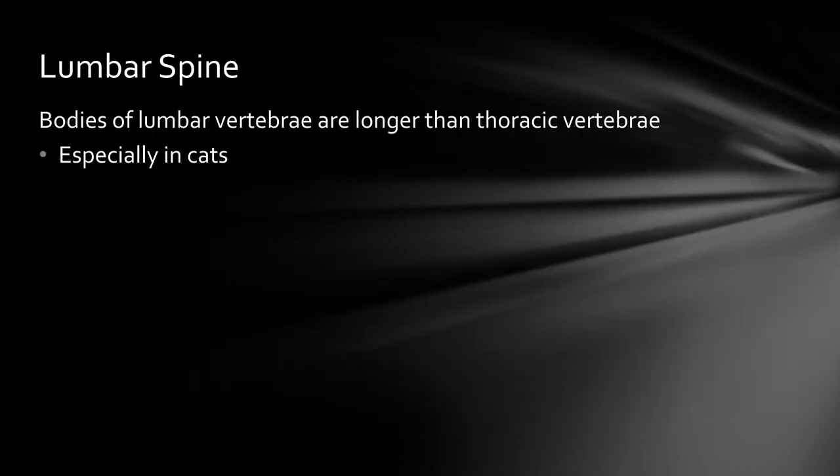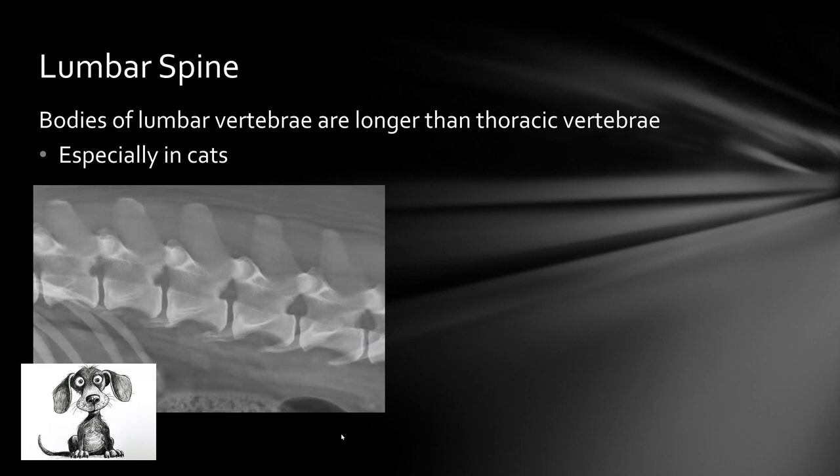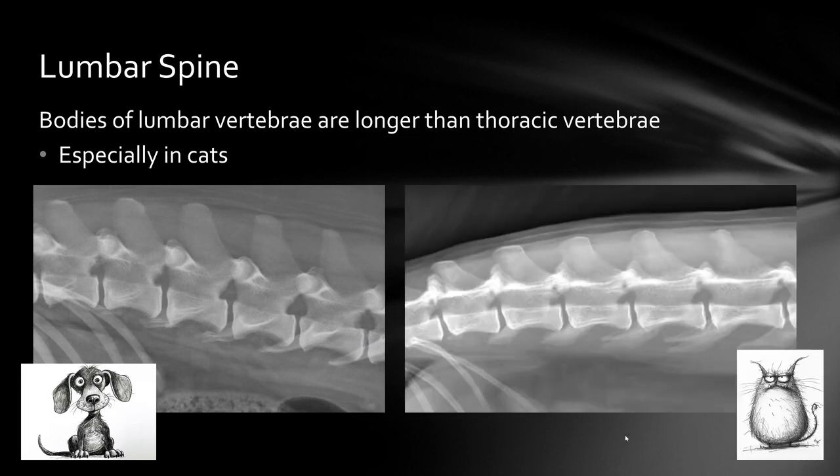Moving on to the lumbar spine, there are a few interesting anatomic features here. The bodies of the lumbar vertebrae are longer than those of the thoracic vertebrae, and it's especially true for cats. This is a lumbar spine of a dog, and the vertebrae are definitely longer than high, so they look a bit more elongated than they do in the thoracic spine. In a cat, the lumbar vertebrae are really pretty.